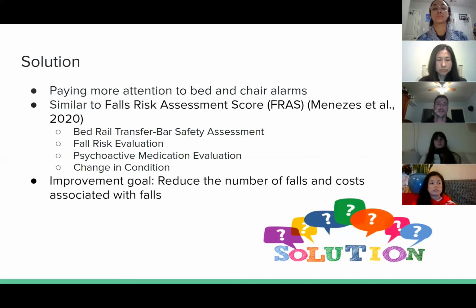A lot of the similar fall risk assessment scores, such as the bed rail transfer bar safety assessment, the fall risk evaluations, psychoactive medication evaluations, and change in condition assessments are all very important to implement and stay on top of as far as fall risk assessment goes. And the goal pretty much is to reduce the number of falls. And obviously that's hopefully going to decrease the costs associated with these falls.